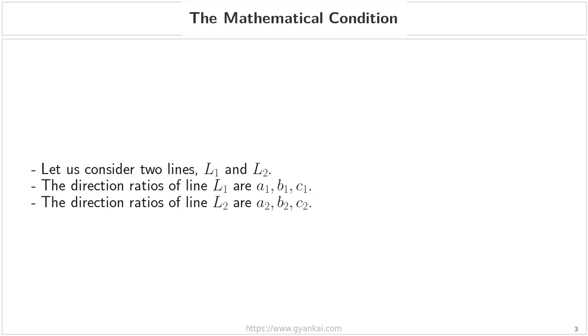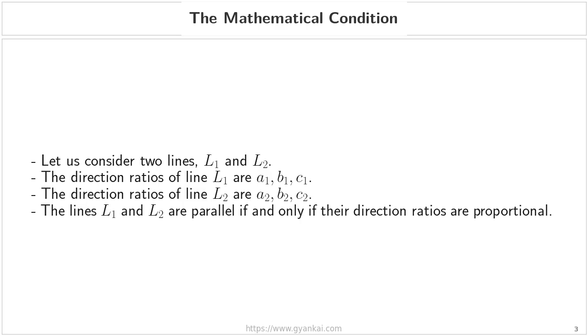The mathematical condition. Now that we understand the conceptual idea that parallel lines share the same direction, let's translate that into a concrete mathematical rule we can actually use in our calculations. To do this, let us consider two specific lines, which we will call L1 and L2. For the first line, L1, we have its direction ratios, which we'll denote as a1, b1, and c1. Similarly, for our second line, L2, we have its direction ratios, represented by a2, b2, and c2.